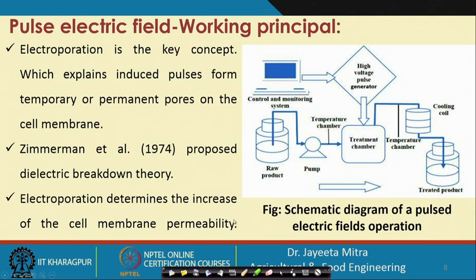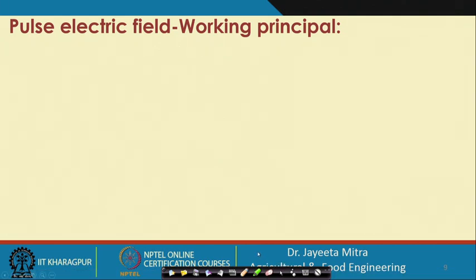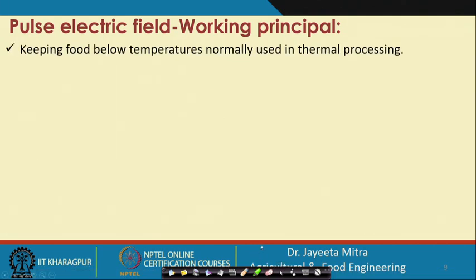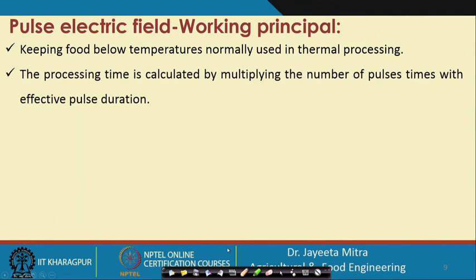So, when we send the high voltage pulse across the food for a short duration, it will make pores in the cell membrane, okay, and because of that the destruction of the cell will occur. So, the main thing is keeping the food below the temperature normally used in thermal processing. So, that is one advantage.